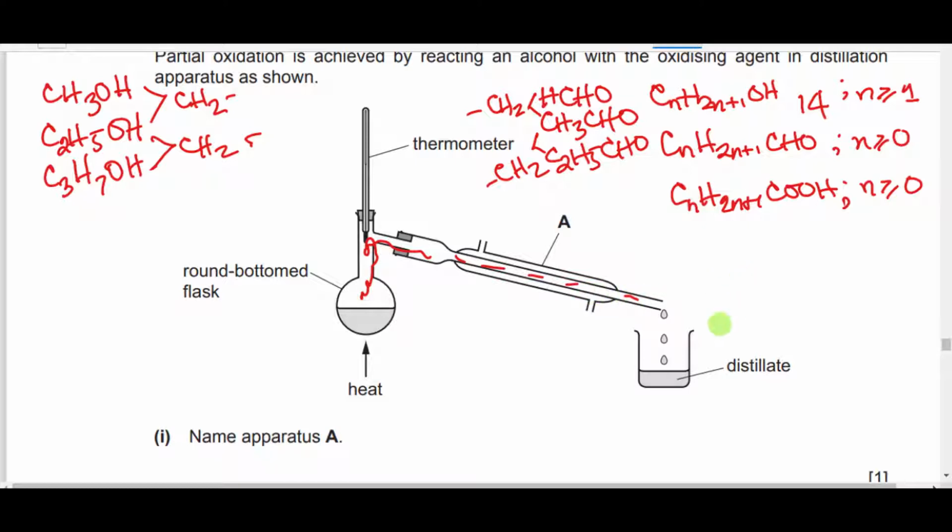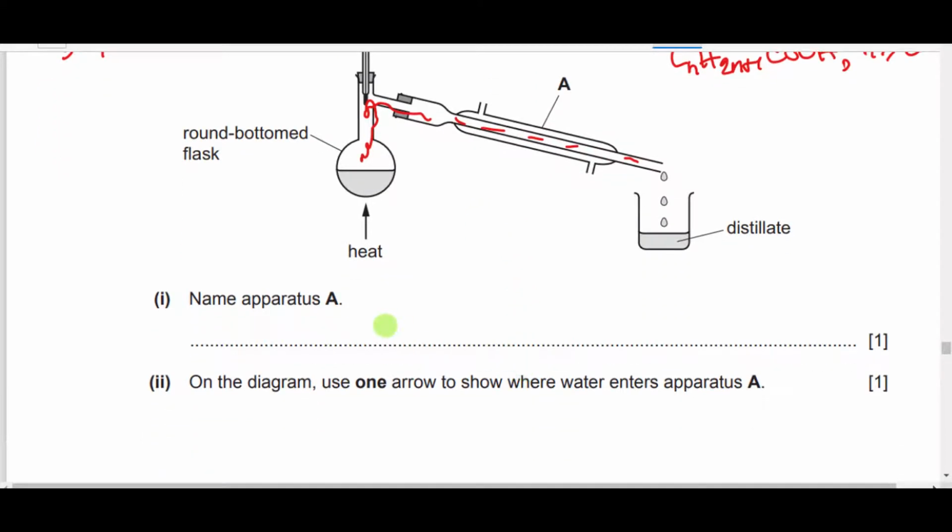Fine. So we are told to name apparatus A. What's the apparatus? Liebig condenser. And what's the Liebig condenser used for? To convert vapor to liquid. Fine. And distillation, most times fractional distillation is used to separate two miscible liquids with close boiling points. But this is not fractional distillation. This is simple distillation. A simple distillation can be used to separate miscible liquids with very wide boiling points, right?